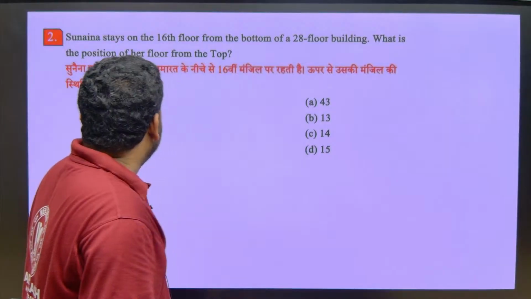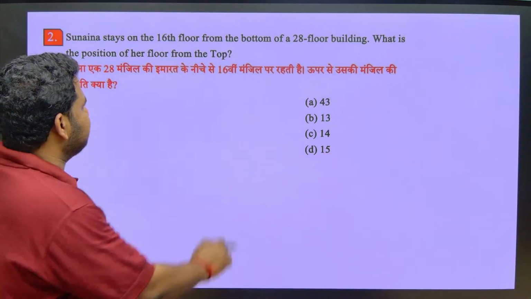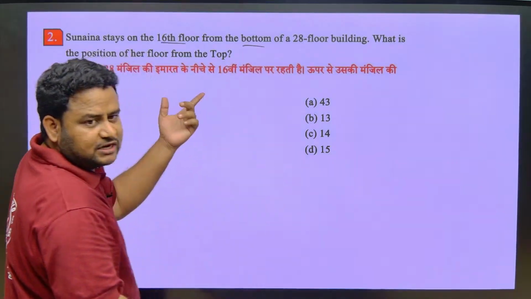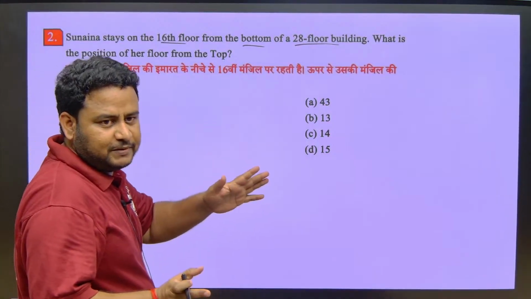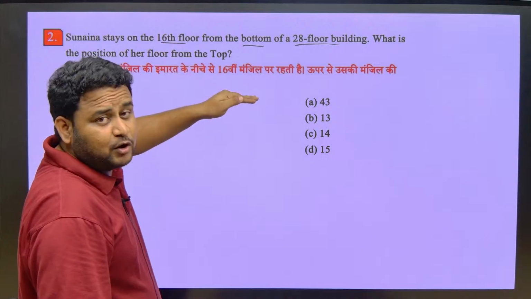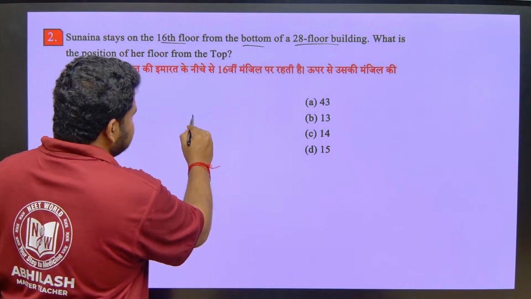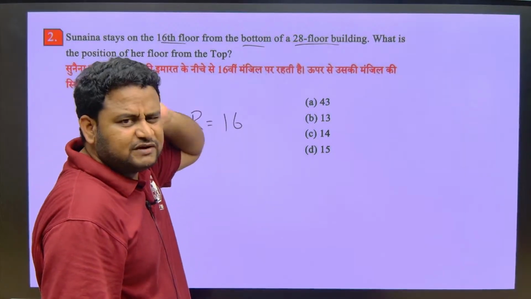They are telling Sunana stays on the 16th floor from the bottom. That means from the bottom means what? Of a 28th floor building, Sunana stays on the 16th floor from the bottom. From the bottom means right. Right is 16. Of a 28th floor building. 28th floor building means what?